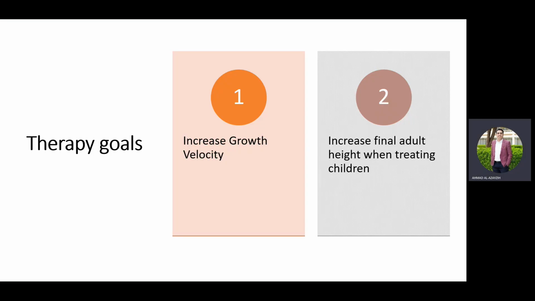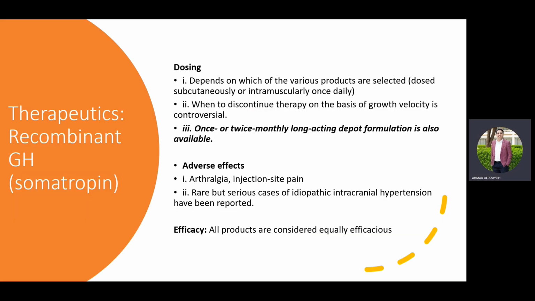How to treat, or what are the therapy goals before how to treat? Increase the growth velocity, of course, and the final goal, increase final adult height when treating children. Dosing of the growth hormone, recombinant growth hormone, we call somatotropin.